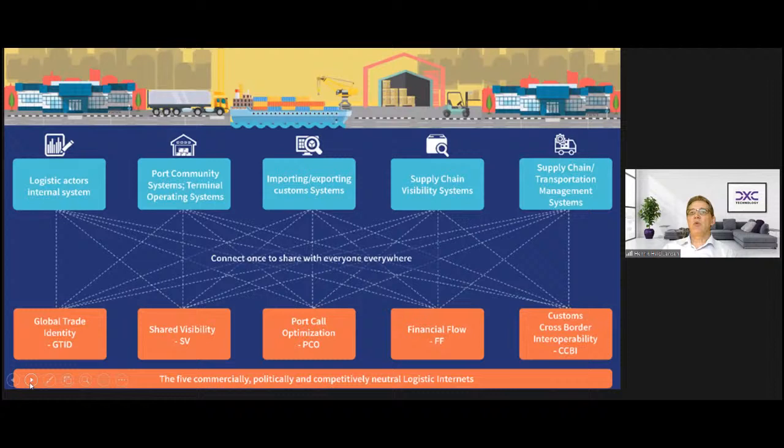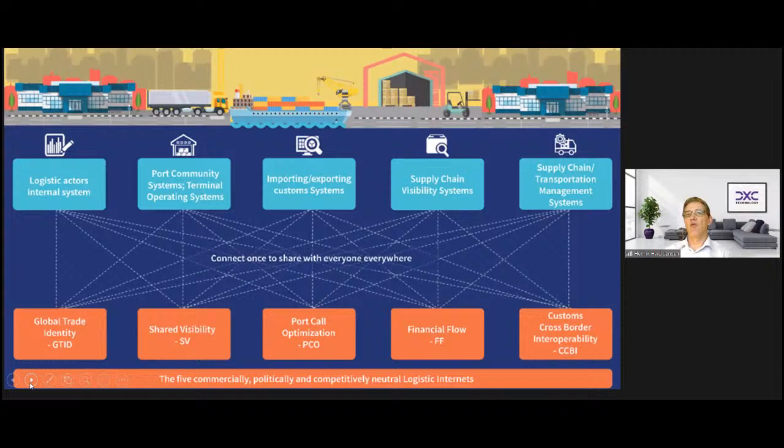If you look at the one I call the shared visibility, the purpose there is really to give everyone in the ecosystem access to the necessary logistic information to make decisions to the benefit of the entire ecosystem. That is the whole background from the TradeLens innovation I did with Maersk and IBM 4 or 5 years ago.